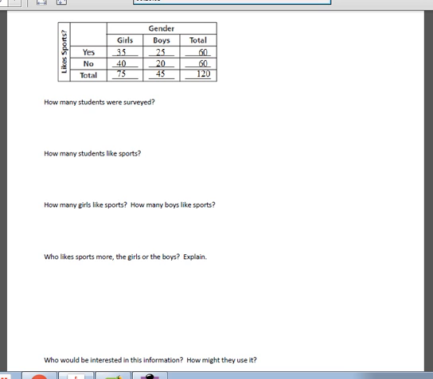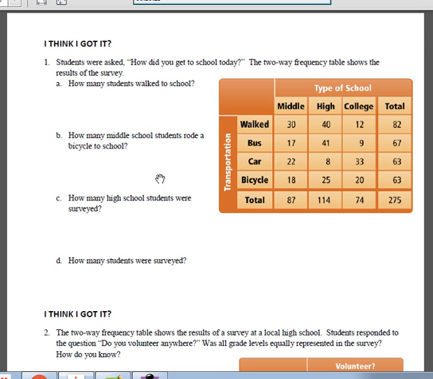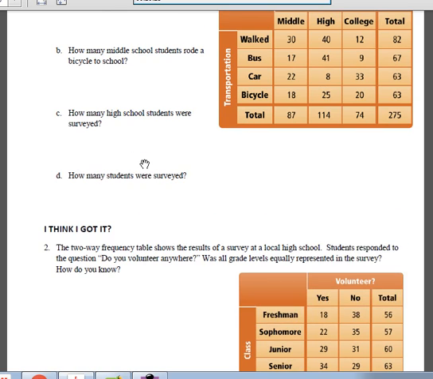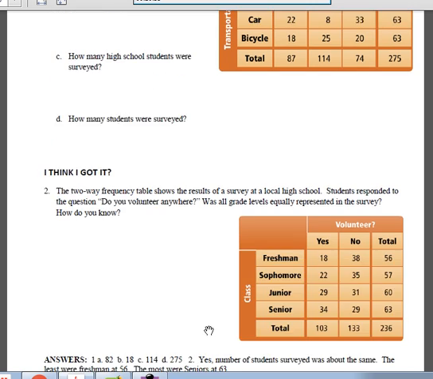Anyway, in the next two pages, there are some examples for you to do on your own. You have to answer these based on the information that you see in the two-way frequency tables. On page 39, at the bottom, there's a key. Please don't look at the key to answer this. Answer it, and then compare your answers with the key.